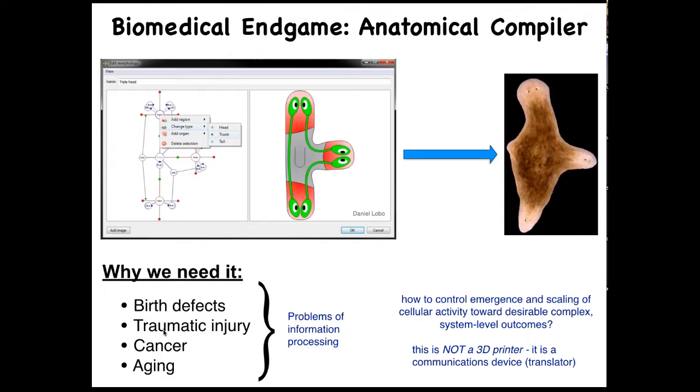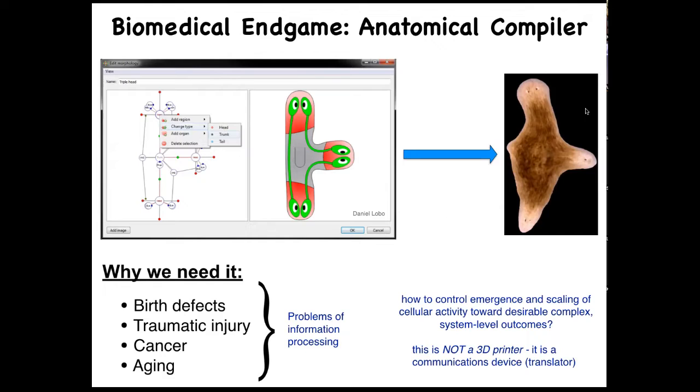So birth defects, traumatic injuries, cancer, aging, maybe degenerative disease, all of this could be handled if we could communicate to a group of cells what it is that they should be building. And so the key is that this anatomical compiler is not a 3D printer. It's not about putting cells where you want them and micromanaging their properties. It's really a communications device. It's a translator of your anatomical goals to the set points that these cells are going to try to build.